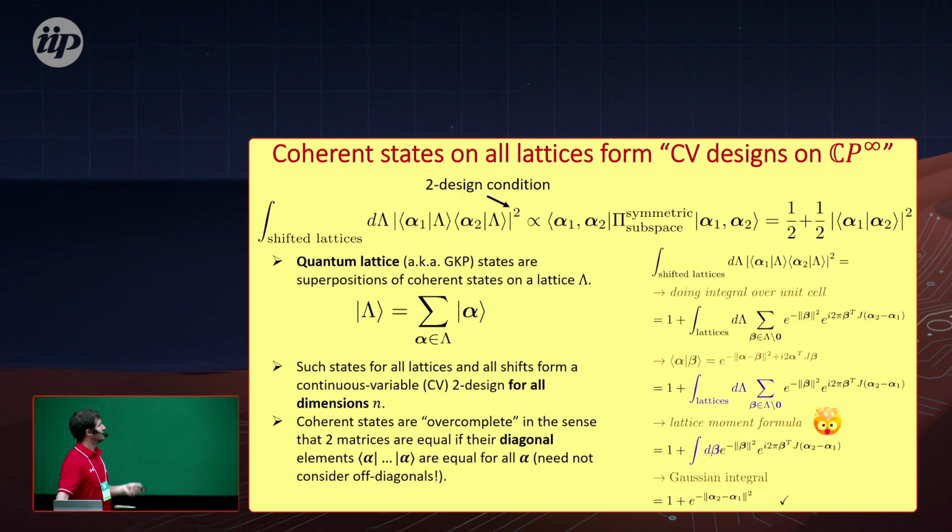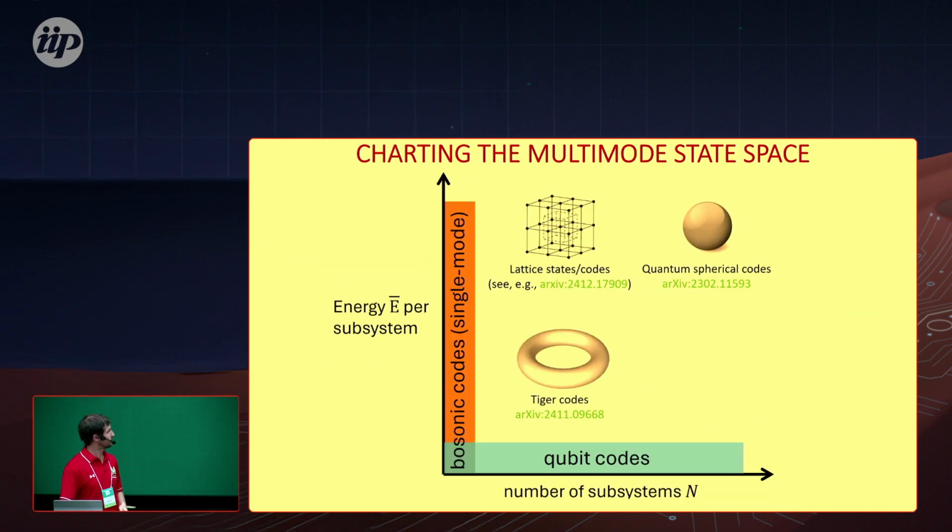Okay. So anyway, the long story short here is that if you have these kinds of displaced GKP states integrated over all possible lattices, this is a way to realize a 2 design on infinite dimensional space. And there are tomographic applications of this that I won't cover, but just to summarize, these things are pretty useful.